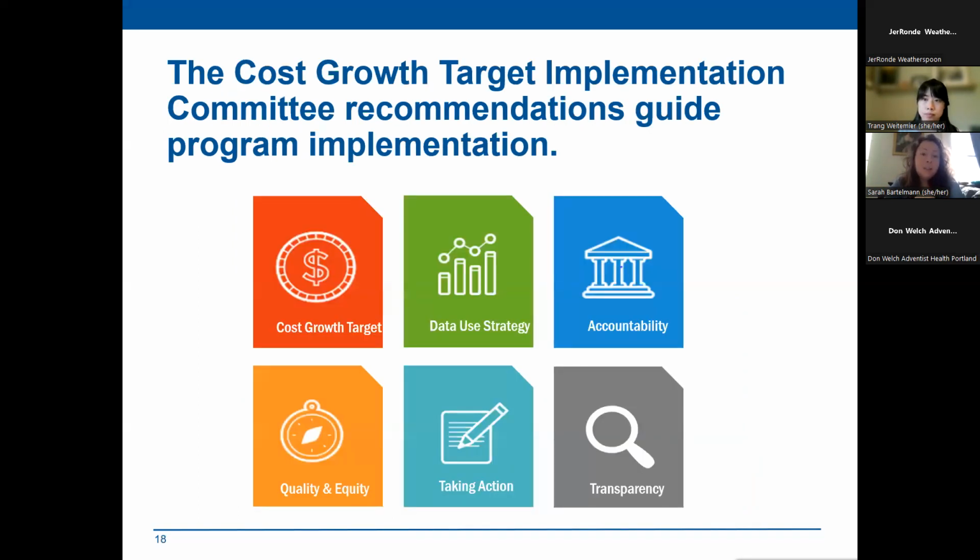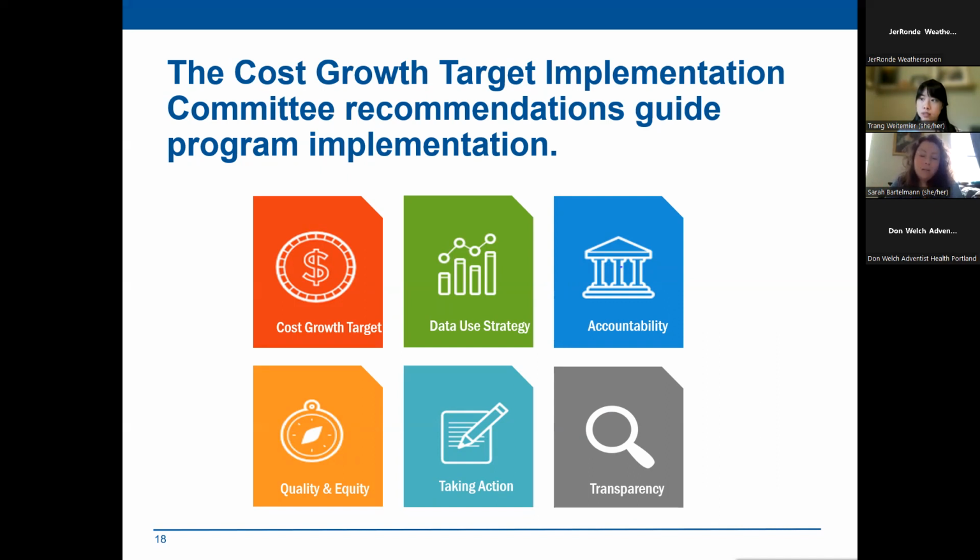As I mentioned, the implementation committee was charged with setting recommendations in 6 work streams to guide the implementation of the program. There is a full recommendations report. We'll share the link with you all if anyone's curious. That report gives the full context and a lot of the details behind the way the program is being implemented, and that caps off the implementation committee's body of work. But we do have these six work streams for the program, including the target, data use strategy, which is all of our reporting and analytics, accountability, quality, and equity.